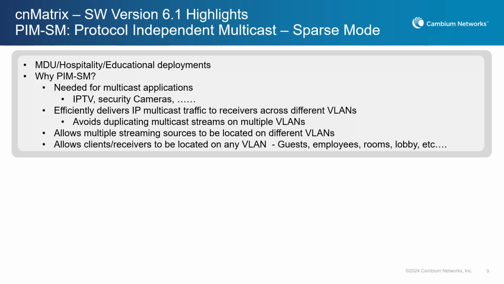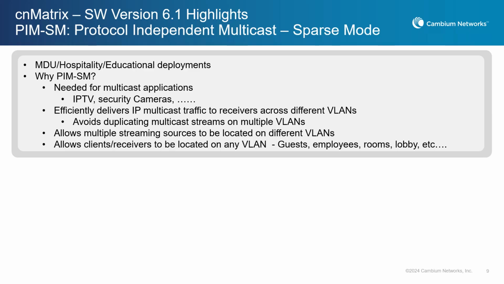Okay, let's do a deep dive now on PIM-SM. PIM-SM is very popular across many verticals, MDUs, hospitality, educational deployments, and so on. So why is PIM-SM needed? Well, first of all, it's used in multicast applications for things like IPTV, security cameras, and so on and so forth. IGMP snooping is what is used for this as well. However, what PIM-SM gives you over IGMP snooping is the ability to deliver IP multicast traffic across VLANs, across devices that are located on other VLANs.